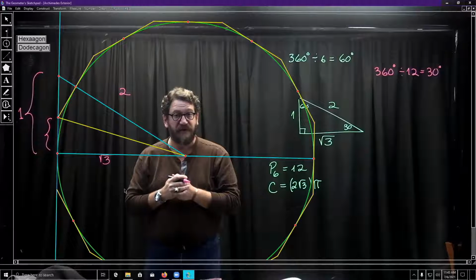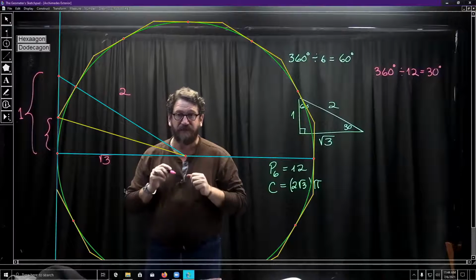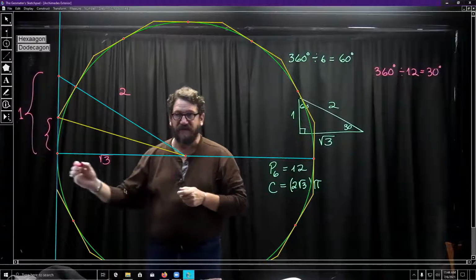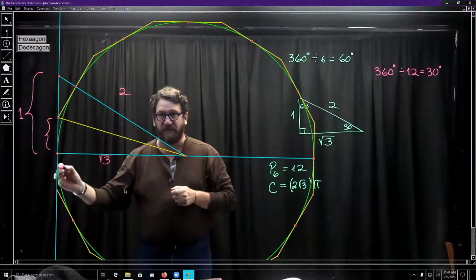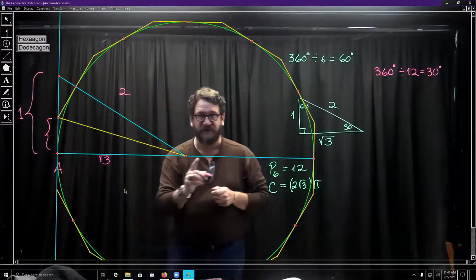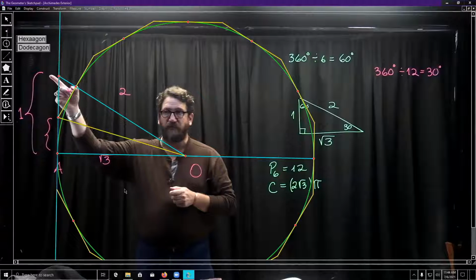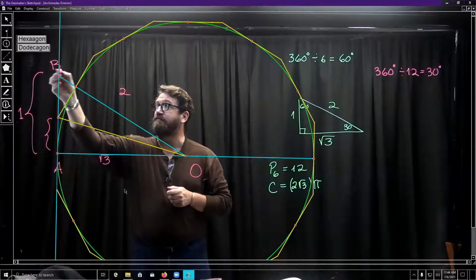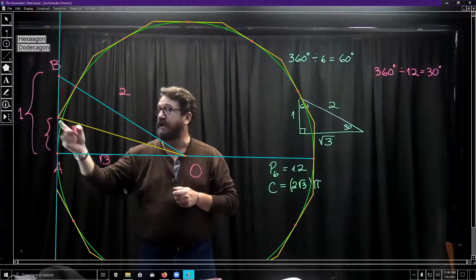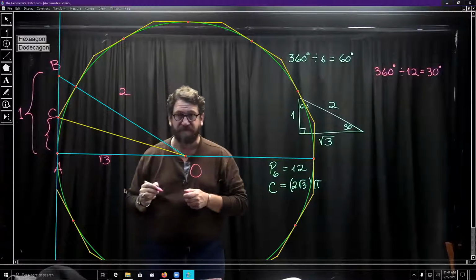From the previous video that you've watched, you now know something. Let's label some of these sides. I'm going to label this as A. The center of my circle I'm going to label as O. We're going to label this point up here on the hexagon as B, and this on the dodecagon as C.